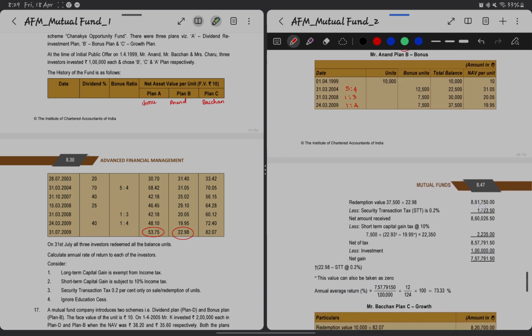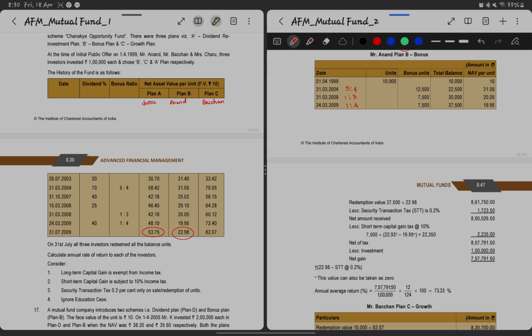Going to the next part, Plan B, which is taken by Mr. Anand, which is nothing but just a bonus plan. So whatever bonus shares we are getting in this plan, we will be getting bonus shares and nothing else.